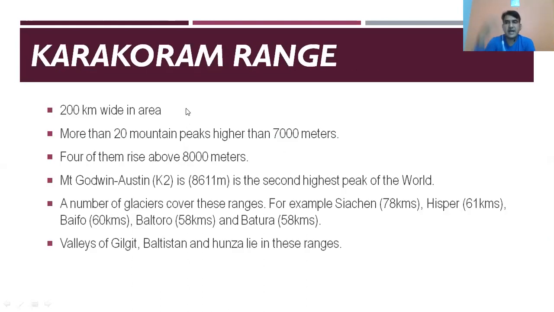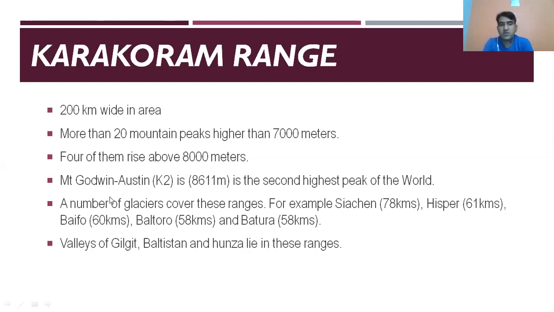Karakoram, which is the highest of all, is a 200-kilometer wide area with more than 20 mountain peaks higher than 7,000 meters. So if somebody asks you how much area is covered by the Karakoram, it is 200 kilometers wide, and it has 20 peaks. Pakistan is one of those countries with the highest peaks. Out of 20, 13 to 14 peaks are in Pakistan. This is quite interesting. And four of them rise to about 8,000 meters.